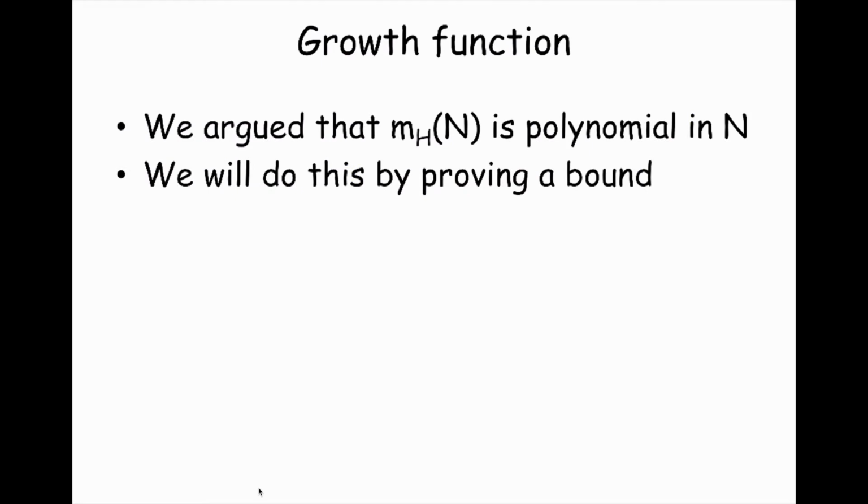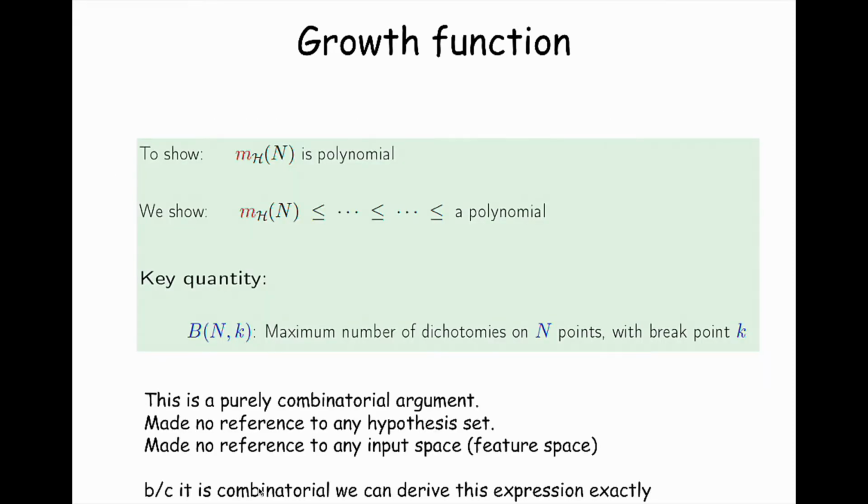So let's take a look at this. We argued that our growth function, m sub h of n, is polynomial in n, the size of our input set. And we're going to do this by proving a bound. We're going to show that the upper bound on the growth function is itself polynomial. And if the upper bound is polynomial, then the growth function itself is also polynomial. So that's the approach that we're going to take.